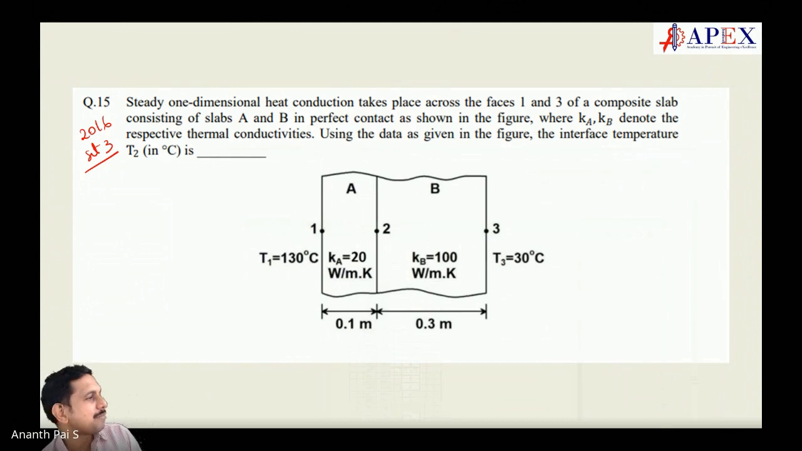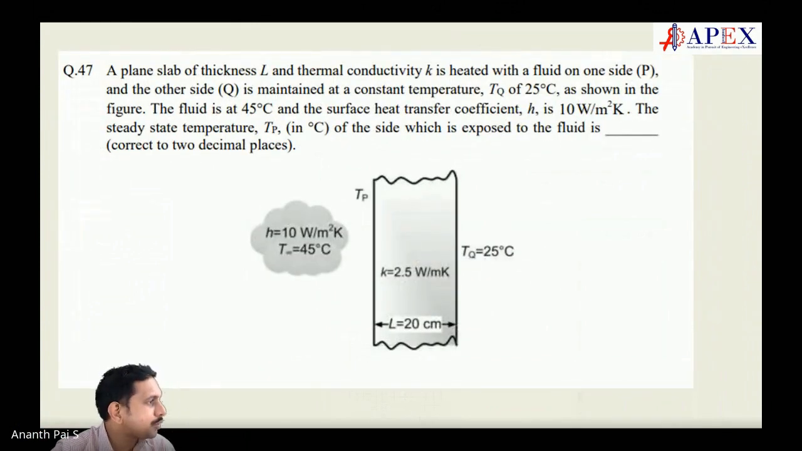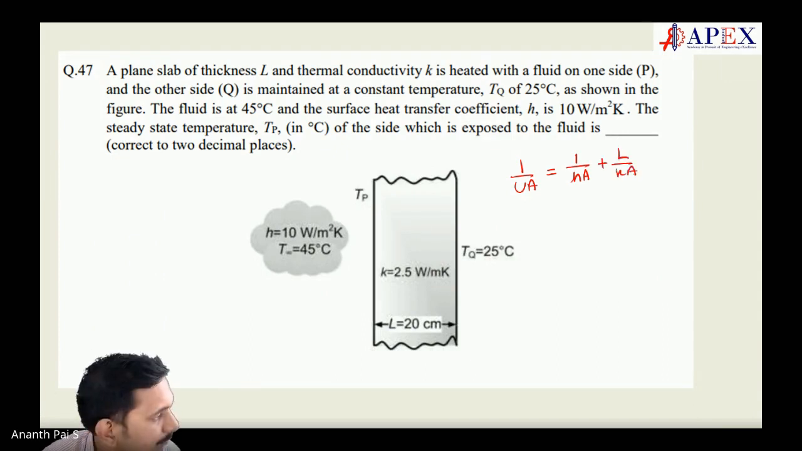A lot of questions have come on this topic, and you'll get confidence by solving this. I think some of our students did not get the answer for this. So here, what happens? The overall heat transfer coefficient: 1 by UA is equal to 1 by HA plus L by KA plus 1 by HA on the other side. But on the other side, it is not there.